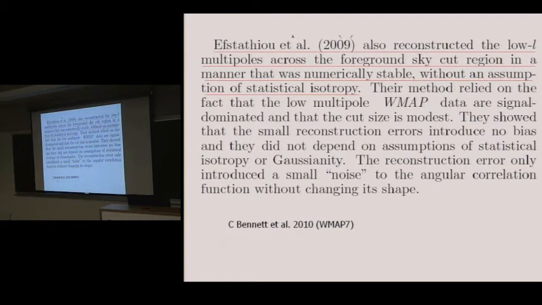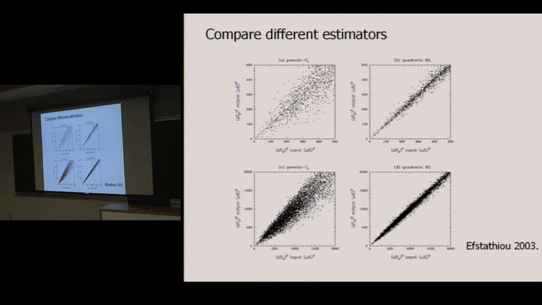The WMAP 7-year paper, Bennett et al. 2010, says that this paper, Efstathiou et al., also reconstructed the lowest multipoles across a masked sky cut region in a manner that was numerically stable without the assumption of isotropy. So here I show that one can actually very well recover the region of the galactic plane. And the reason that that estimator is suboptimal is shown basically in the anisotropy paper.